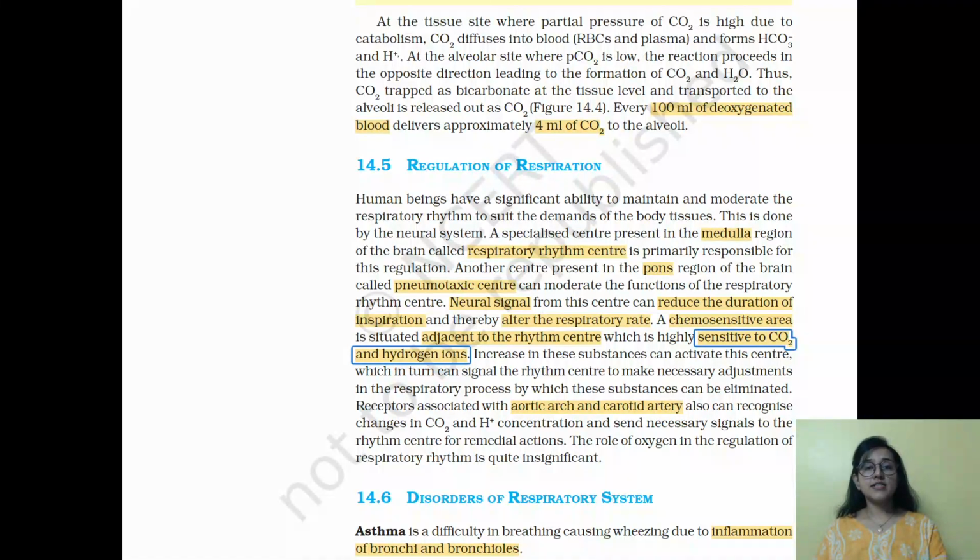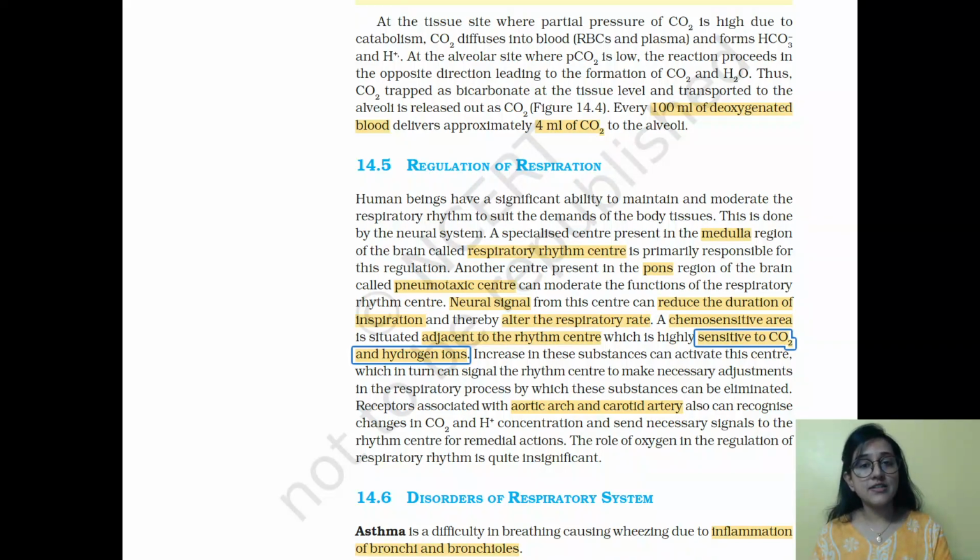So, what are the substances that are most important in the regulation? That is the concentration of carbon dioxide and the concentration of hydrogen ion. The chemosensitive area is located near the respiratory rhythm center, which is located in the medulla.